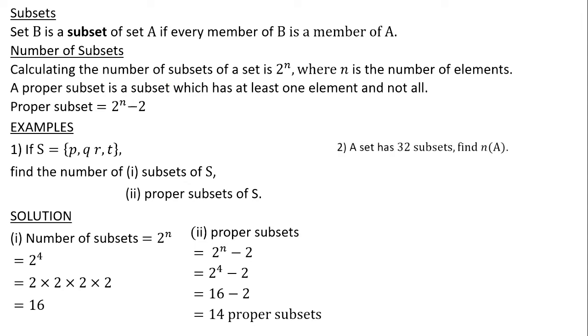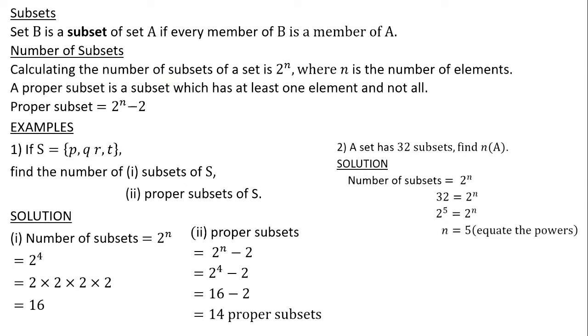A set has 32 subsets. Find the number of elements in set A. Number of subsets is equal to 2 to the power n. So where there's number of subsets, we'll replace it with 32. 32 is equal to 2 to the power n. Rewrite 32 in power form with a base 2. 32 is the same as 2 to the power 5. Since they have the same base 2, equate the powers. Therefore, the set had 5 elements.